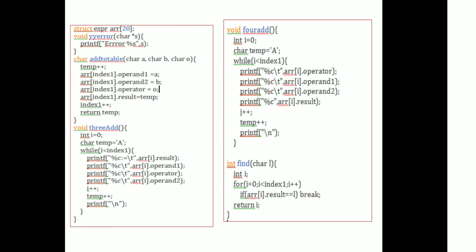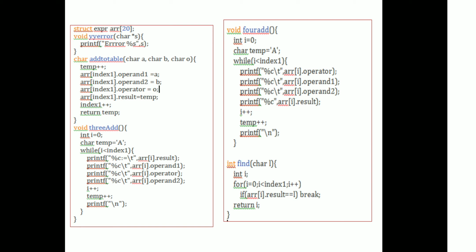So add to table means whatever we pass, that is received into A, B and O, will be stored into the appropriate location in the particular structure. We create the object of the structure, an array of 20, so 20 blocks of that structure. Each structure consists of 4 different fields: array of 0 consists of 4 fields, array of 1 consists of 4 fields. Each and every expression will be stored into a separate structure.